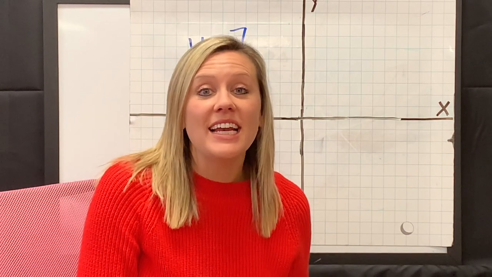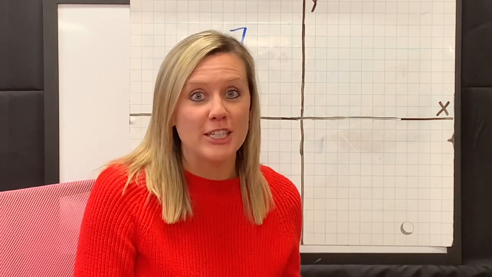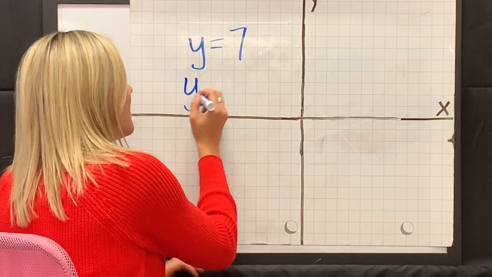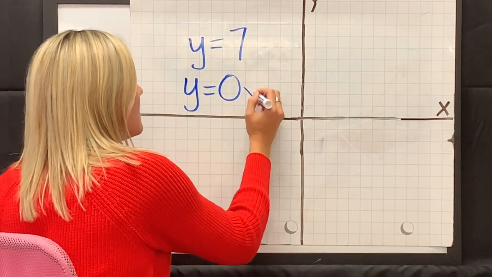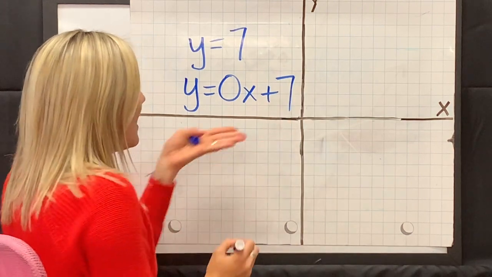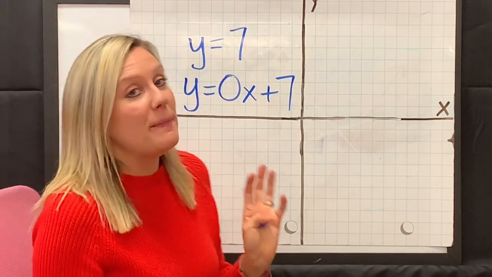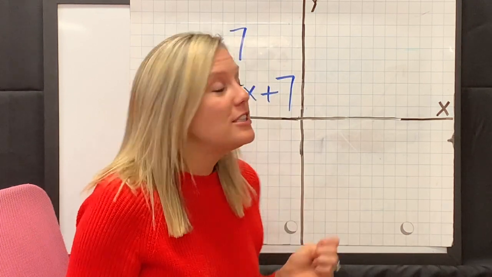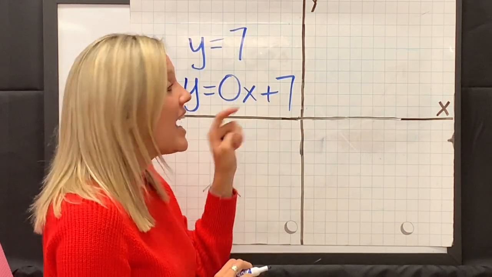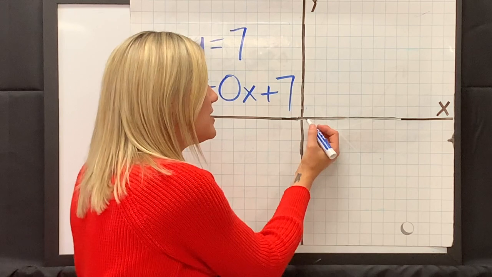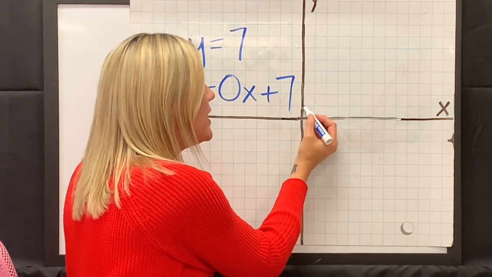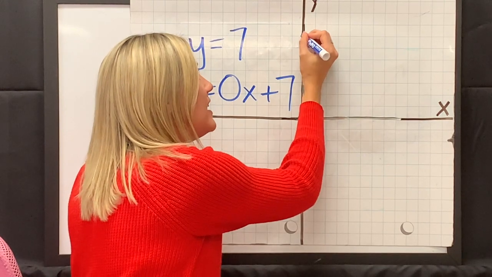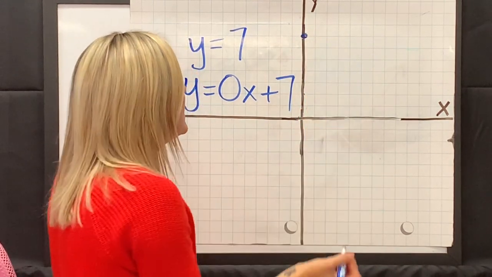So this line actually has a slope of 0. I could write it just like this. This line here and this line here mean the same thing. So let me show you what we do. The first thing we're going to do is start at 7. That is our y-intercept. So I'm going to start here at the origin and count up 1, 2, 3, 4, 5, 6, 7, and put a point.